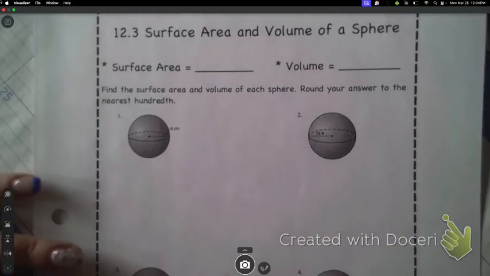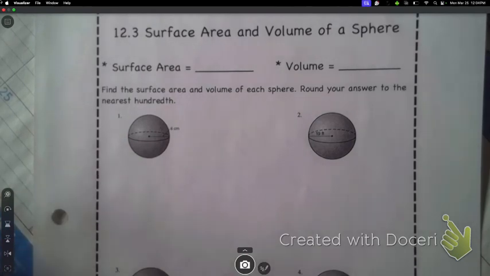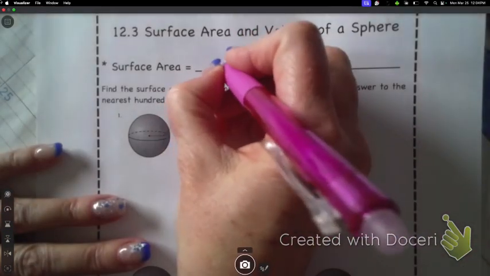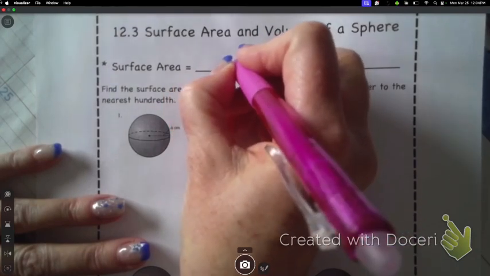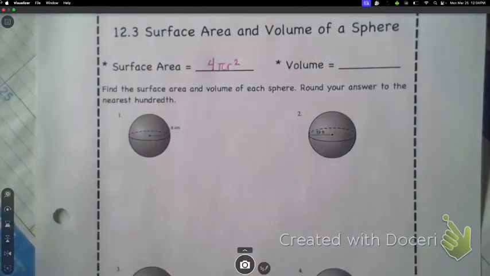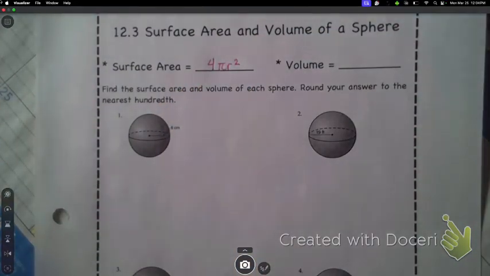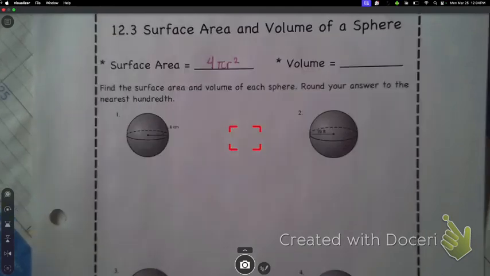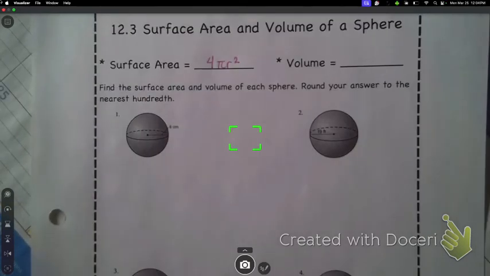Okay, surface area of a sphere. What is the area of a circle? No, what's the area of a circle? What's the equation? Pi r squared. Bless you. So pi r squared. Okay, we're going to start with that. And we're going to multiply it times 4. So the surface area of a sphere is 4 pi r squared units squared.